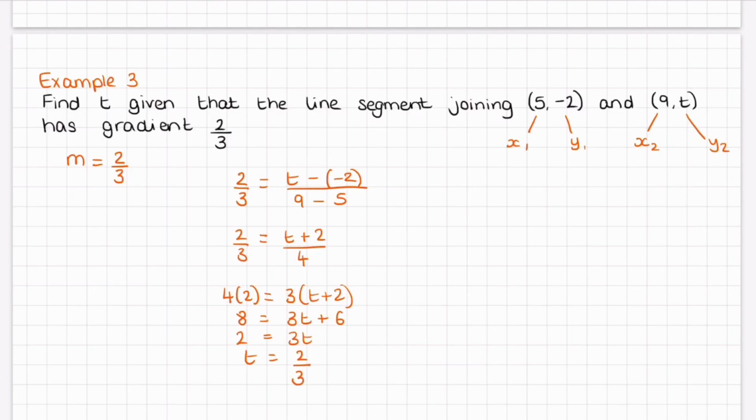It's just a coincidence that the gradient and the t value are the same. There's no special reason for that. All right, that is our last example.